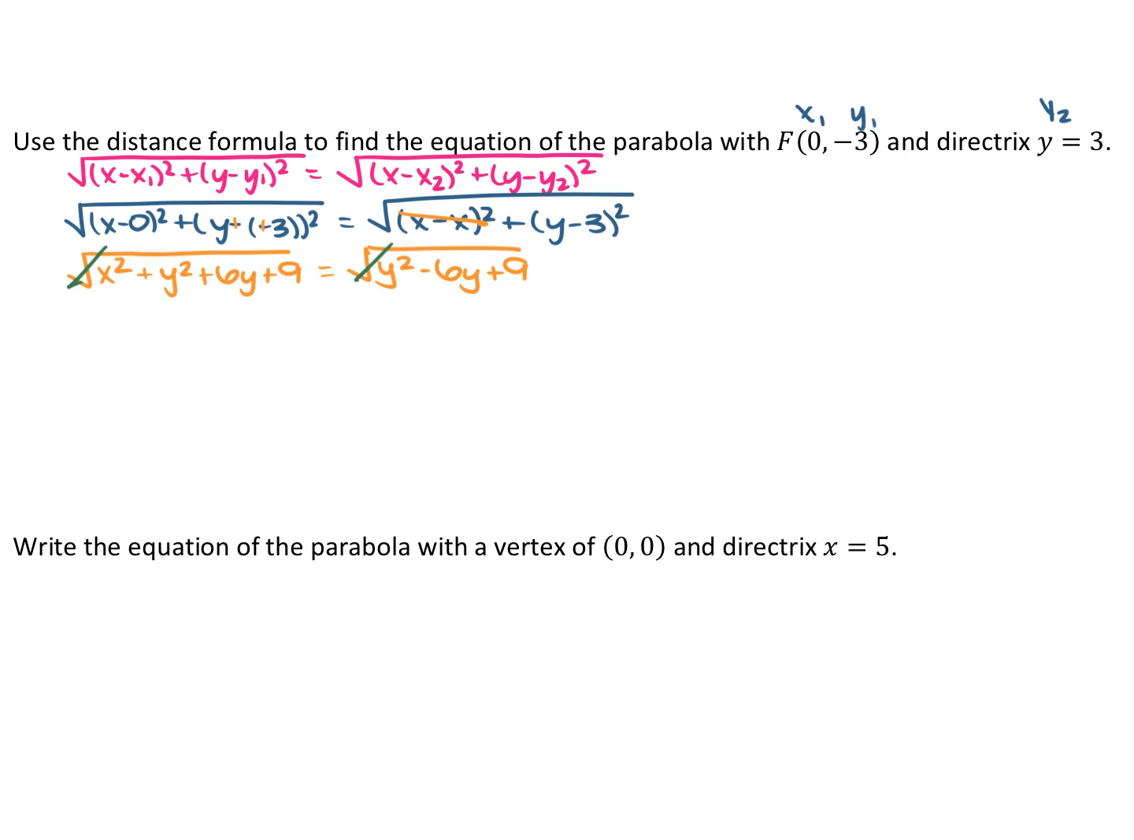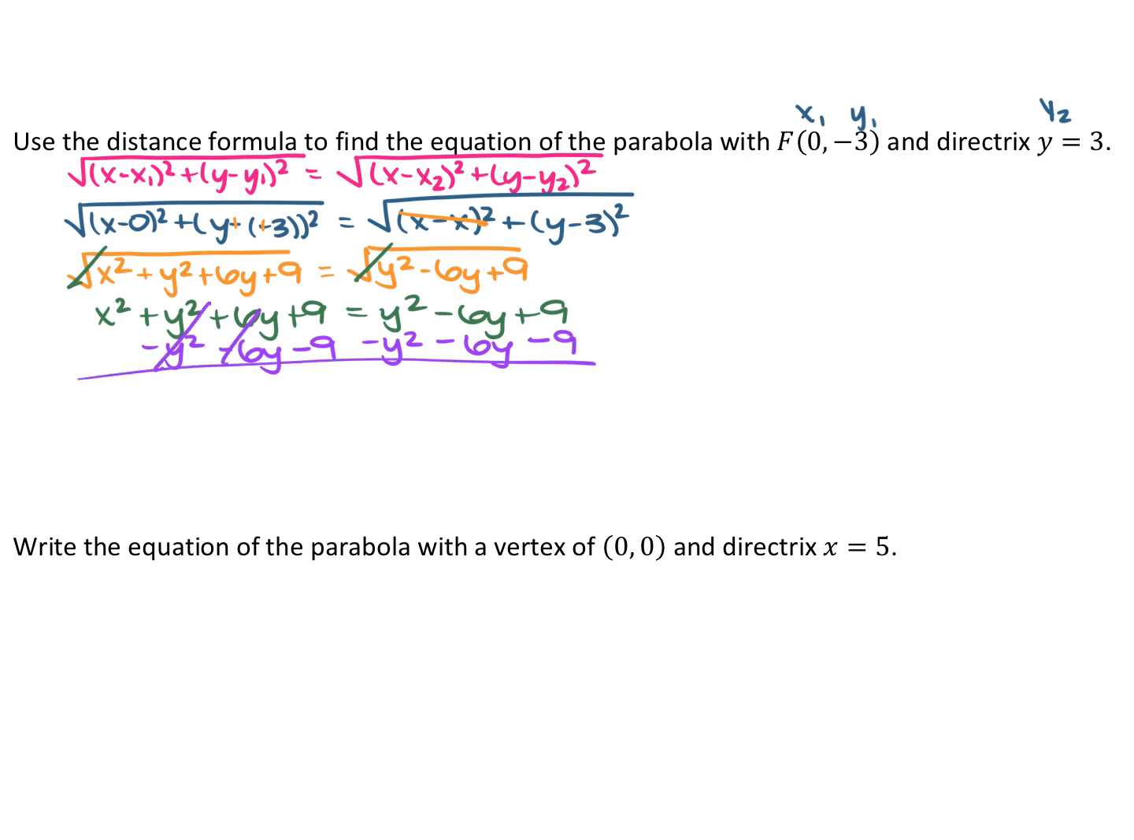Your square root is going to cancel out on both sides, so you're going to be left with simplifying x squared plus y squared plus 6y plus 9 is equal to y squared minus 6y plus 9. We're going to move all of our y terms to be on the same side, so that y squared on the left is going to subtract over. The 6y on the left is going to subtract over, and the 9 on the left is going to subtract over. Everything but the x squared cancels out on the left side. On the right side, you're going to be left with negative 12y. We're going to solve this for y and divide over that negative 12 to give us y is equal to negative x squared over 12 for our answer.